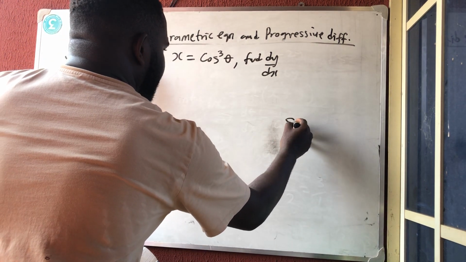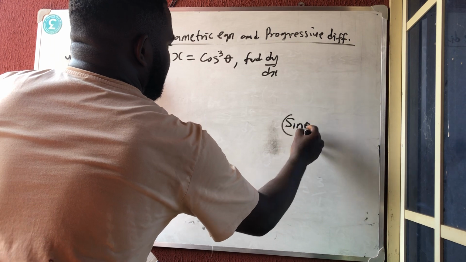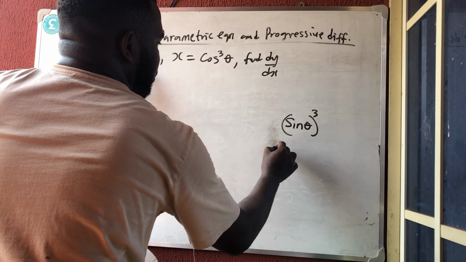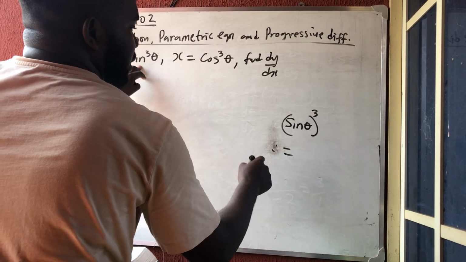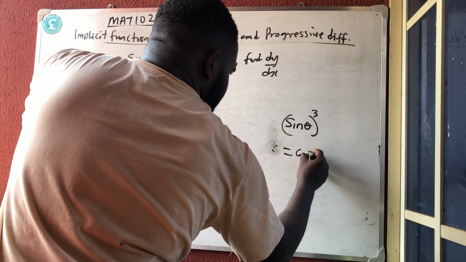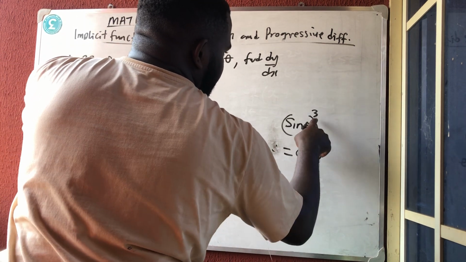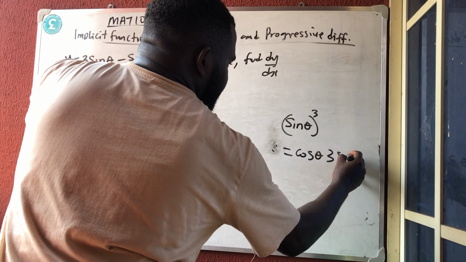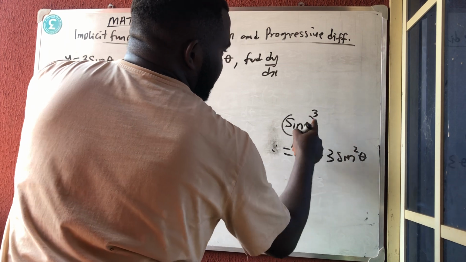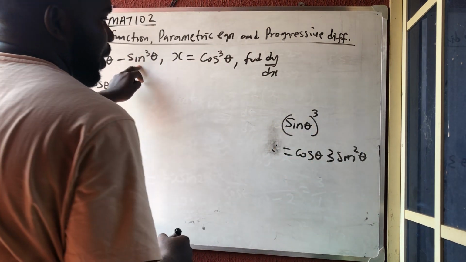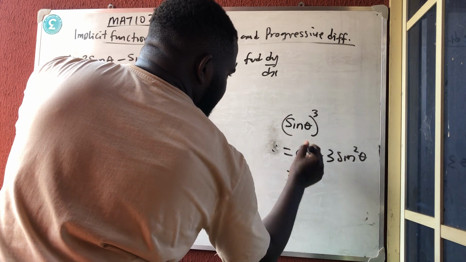This is the same as saying sine theta raised to power 3. To differentiate this, simply differentiate the bracket, which is cos theta, then differentiate everything, which is 3 sine squared theta. That is multiplied by the power, remove 1 from the power. So what is the answer to the differentiation of this thing?